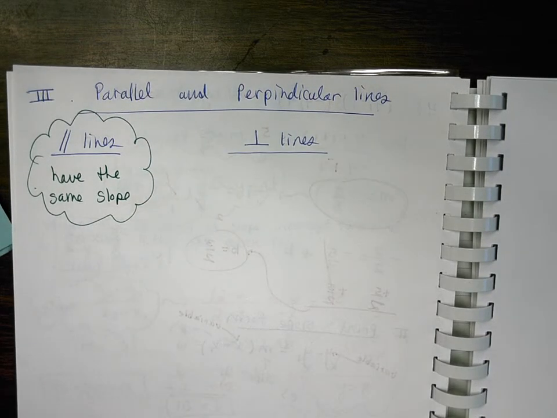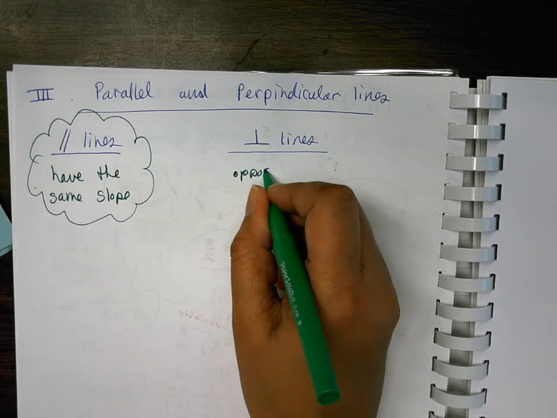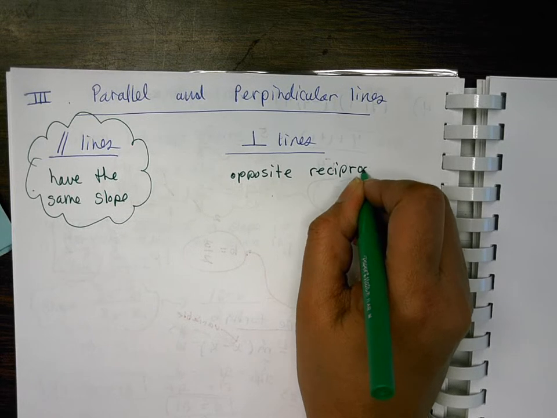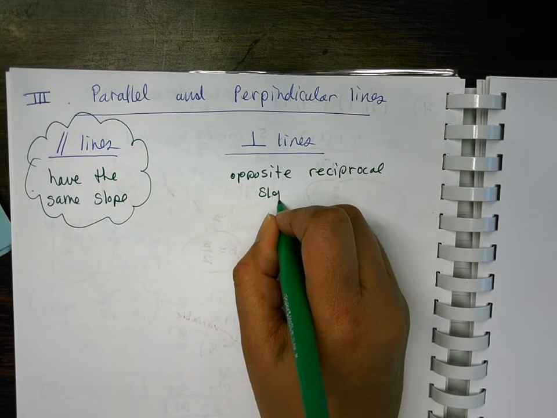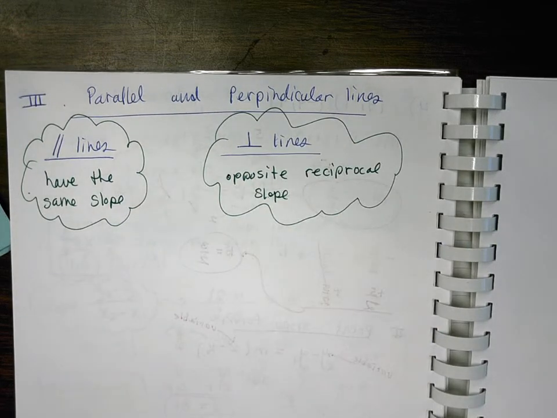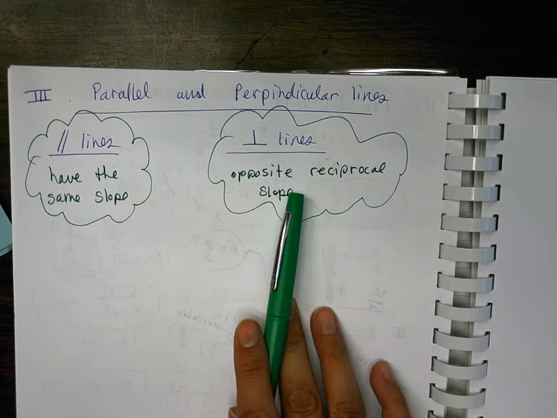What do we know about perpendicular lines? They do not have the same slope, but there is a relationship. There's two things that happen. Something with the reciprocal. They do have to make 90, but something about their slopes. Opposite, good job. Opposite reciprocal slope. All right, so this one's easy because they're just the same. This one you have to do two things. Take the opposite and flip.